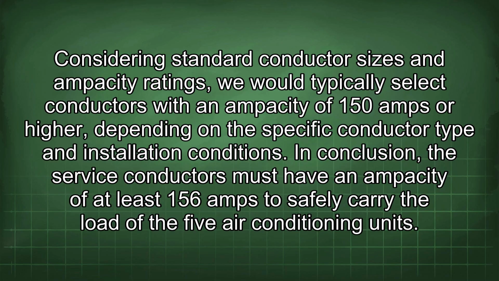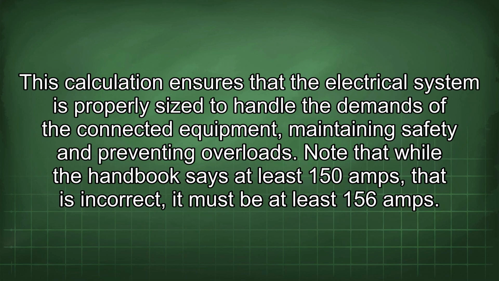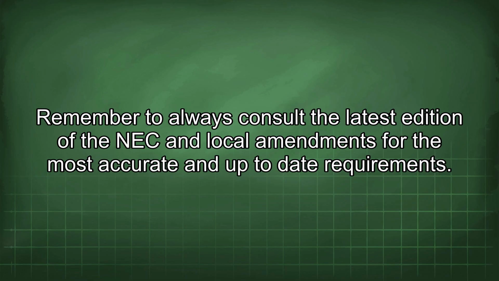Considering standard conductor sizes and ampacity ratings, we would typically select conductors with an ampacity of 150 amps or higher, depending on the specific conductor type and installation conditions. In conclusion, the service conductors must have an ampacity of at least 156 amps to safely carry the load of the 5 air conditioning units. This calculation ensures that the electrical system is properly sized to handle the demands of the connected equipment, maintaining safety and preventing overloads. Note that while the handbook says at least 150 amps, that is incorrect. It must be at least 156 amps. Remember to always consult the latest edition of the NEC and local amendments for the most accurate and up-to-date requirements.